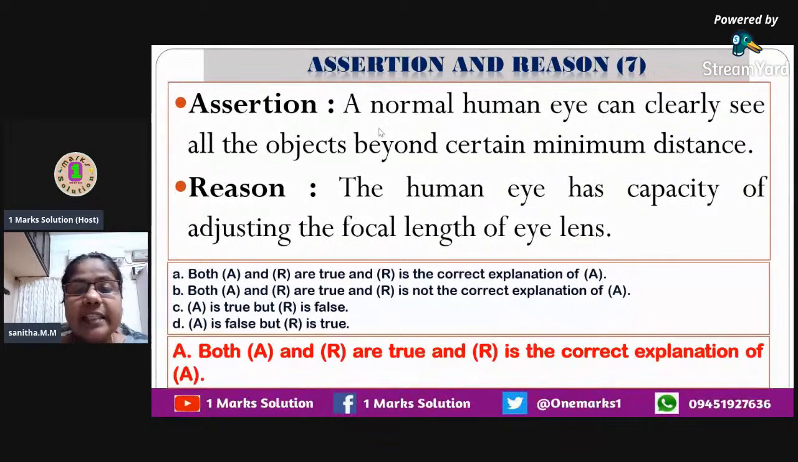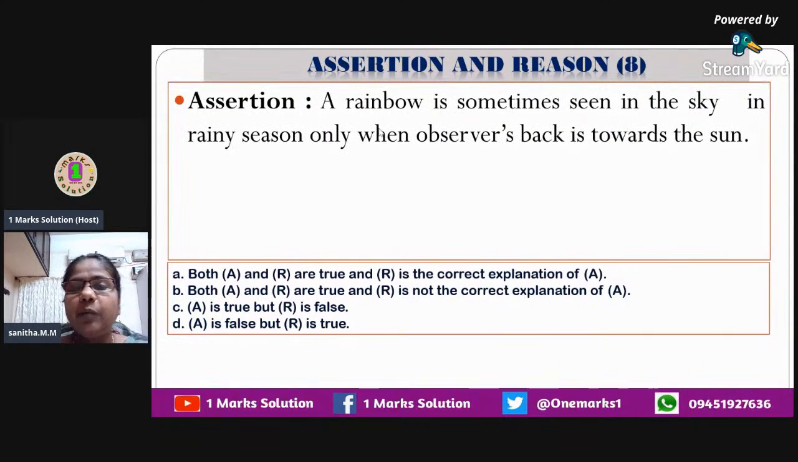So now, what is the minimum distance called? Just now we told that it is the least distance of distinct vision. It is 25 centimeter. I'm repeating it because you should know that. So here both assertion and reason are true, and the reason is the correct explanation. So which is the answer? Option A. Very simple one.